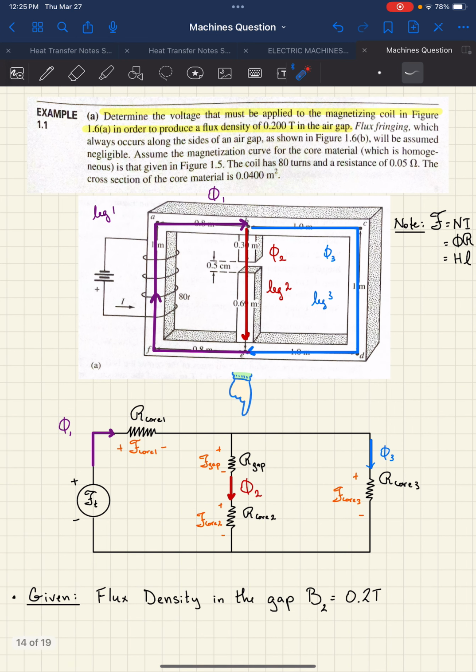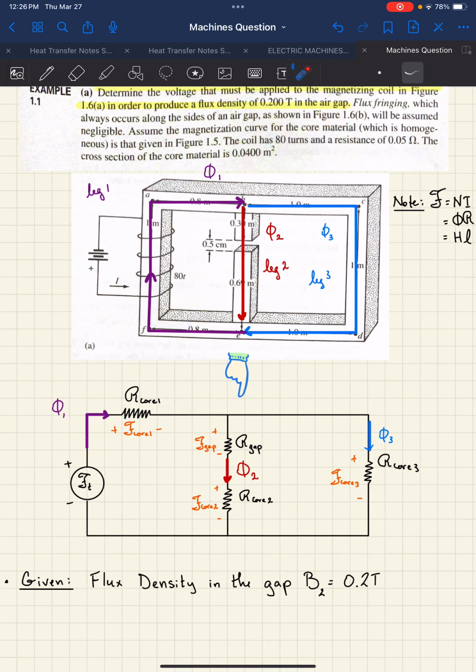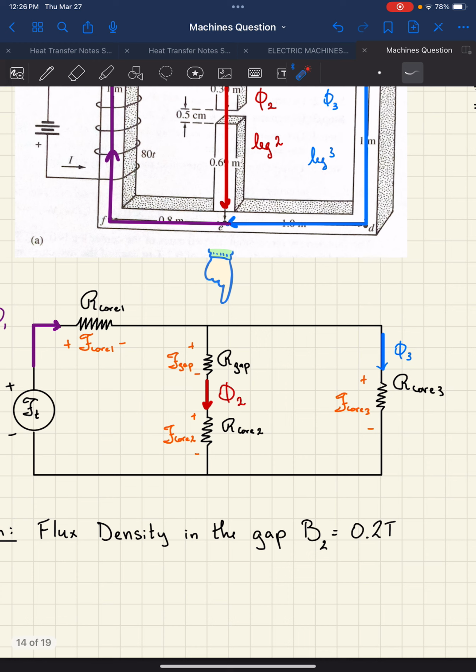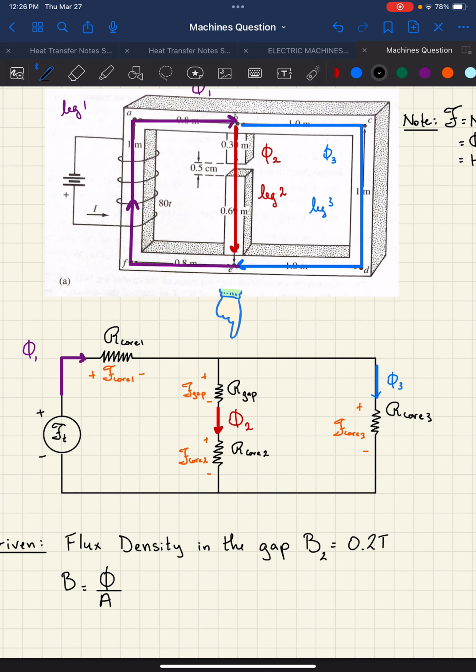They tell us that the flux density in the gap is 0.2 Tesla. Keep in mind that flux density is not the same thing as flux. It's a little bit different. Flux density, which is B, is your flux phi divided by cross-sectional area. So they are related to each other by the cross-sectional area.